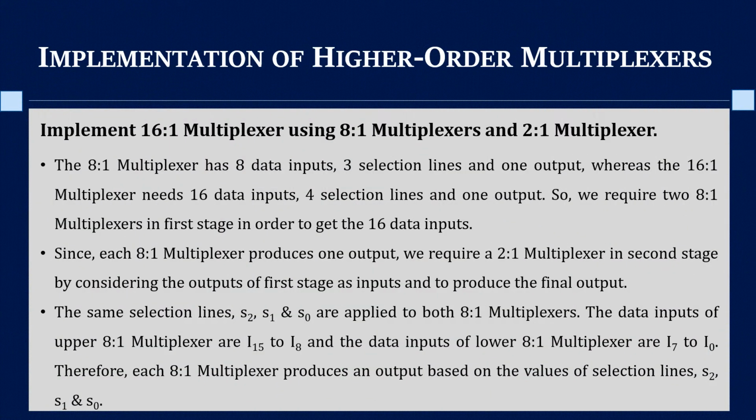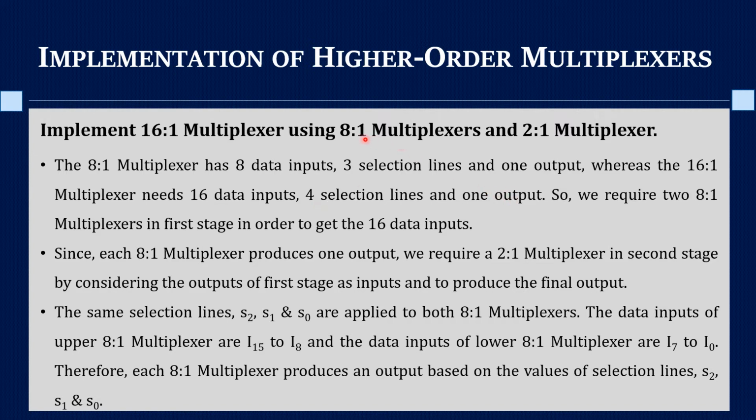We can implement the higher order multiplexers using lower order multiplexers. Now let's look into how to implement a 16 into 1 multiplexer. We are making use of 8 into 1 multiplexers and a 2 into 1 multiplexer. To implement this 16 into 1 multiplexer, we know that it requires 16 data inputs. So to have the 16 data inputs, we need n selection lines, that is 4 selection lines. So we need 16 data inputs, 4 selection lines and 1 output.